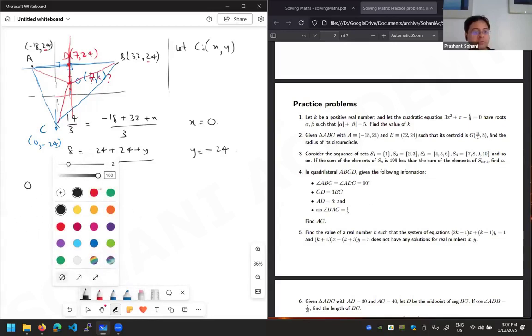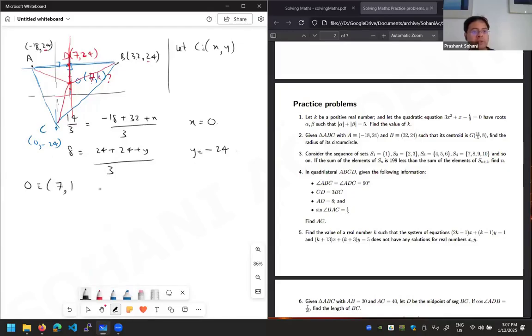So my circumcenter is of the form 7 comma something. OA square turned out to be 7 minus 18 square, so 7 plus 18 square plus k minus 24 square. And OC square will be 7 square plus minus 24 minus 24 plus k square. Okay, so these two have to be equal, and in this, the only unknown variable is k. Everything else is going to get cancelled.